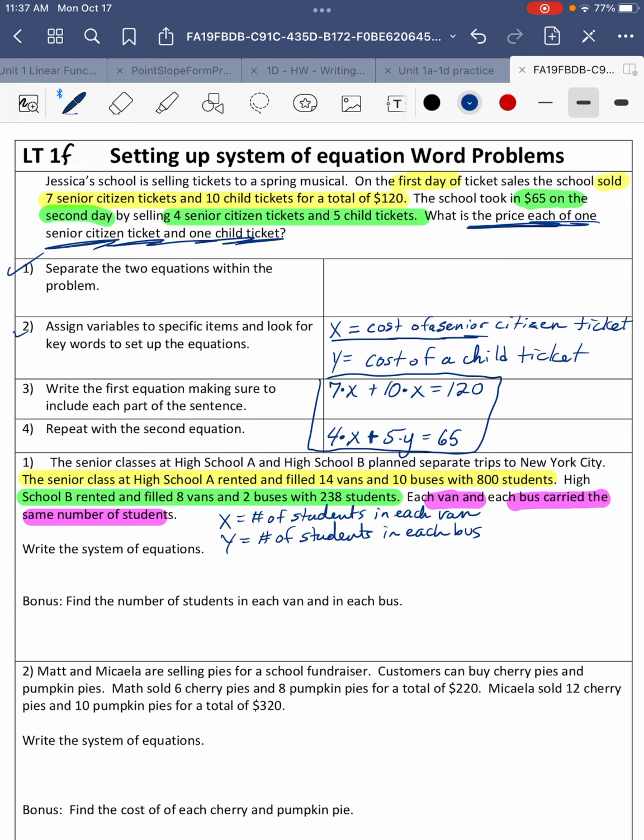So high school A, we're going to go with that one first. It has 14 vans, so 14 times however many people are in the van, so 14x, and we're going to add that to 10 different buses, 10 times y, so 10y equals 800. Next, our next school has 8 vans, so it's 8 times x plus 2 times y equals 238.